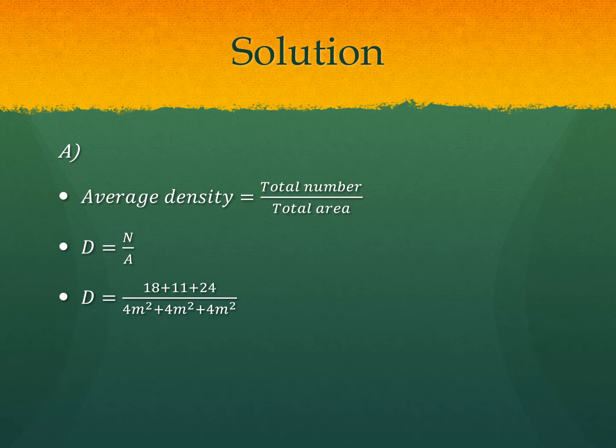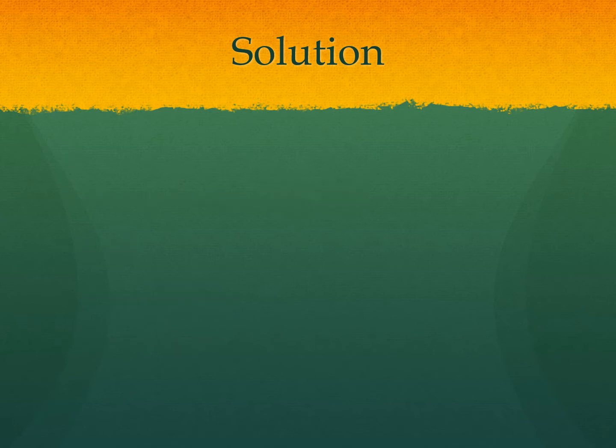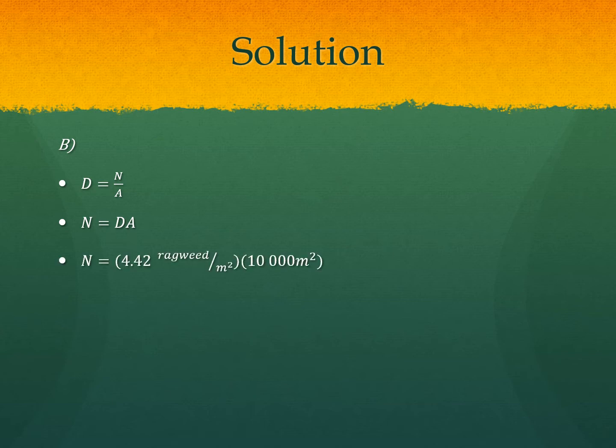So when I add all those numbers up and do my division, for B, where we're trying to then take that average and apply it to the entire field, we have our formula, density equals number over area, but now we're going to rearrange it. We're looking for the total number, which is now equal to density times area. So now the density that I calculated was 4.42 ragweed per meter squared. The field was 100 meters by 100 meters, so the area now is 10,000 meters squared. If I take the average that I calculated and I multiply it by the entire area, I can estimate that there's around 44,200 ragweed plants in that field.